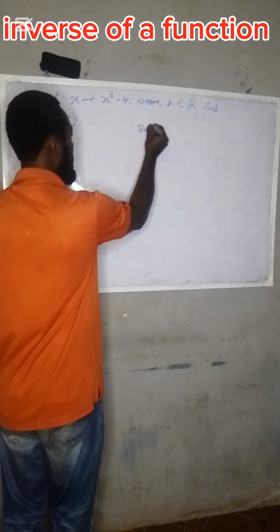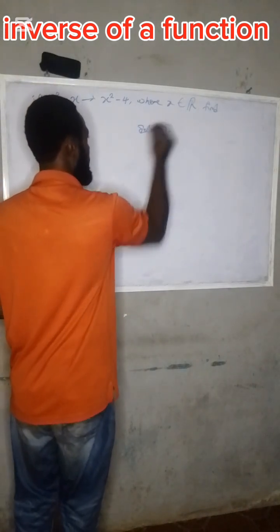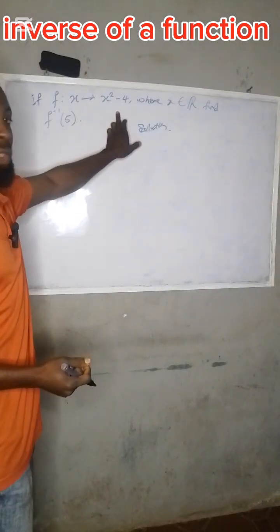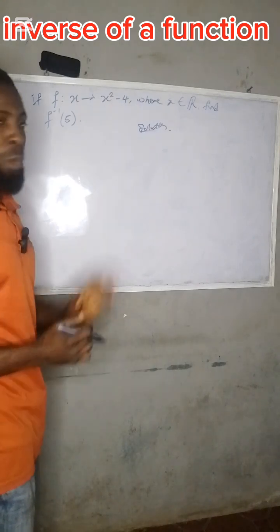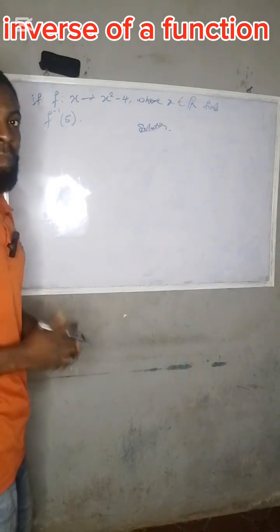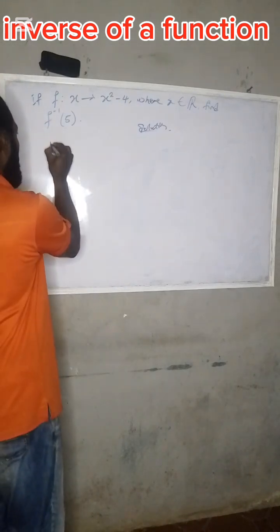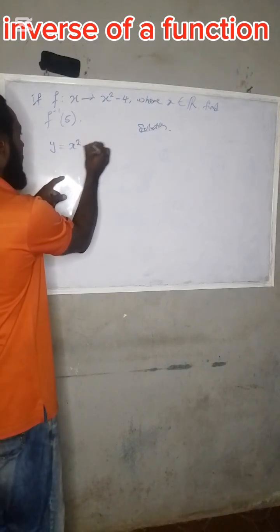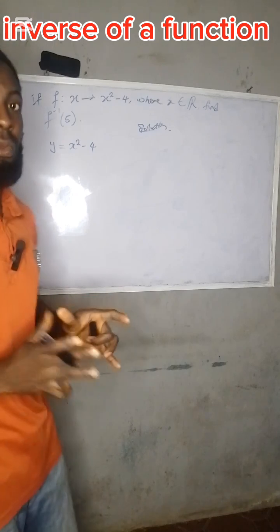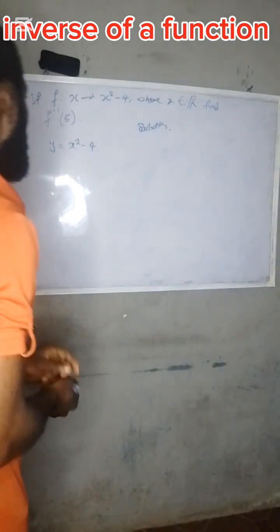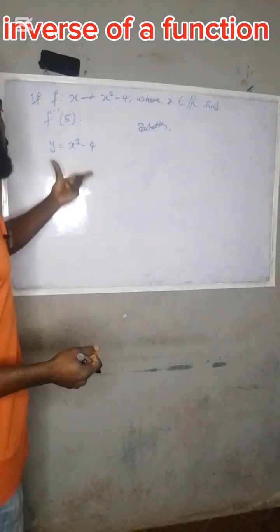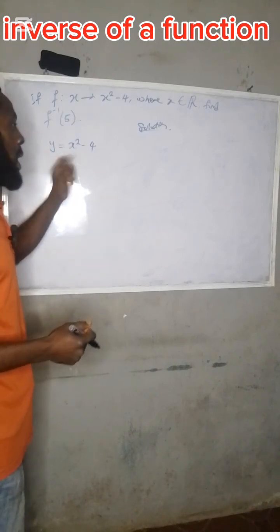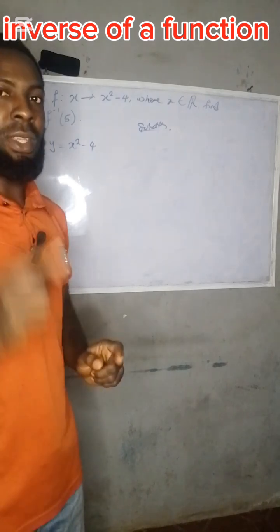We have the solution. Now the function given to us is x maps to x squared minus 4. So all this function given to us, we name it y. So we have y equals the function given to us, which is x squared minus 4. That is the first step to take. Now the next thing is that we are looking for f inverse, which is the inverse of this function. This is the real function, and we are asked to find the inverse of this function.